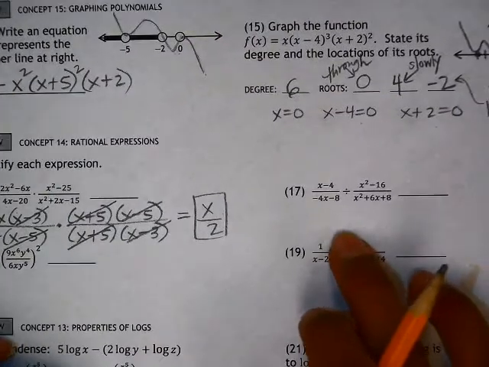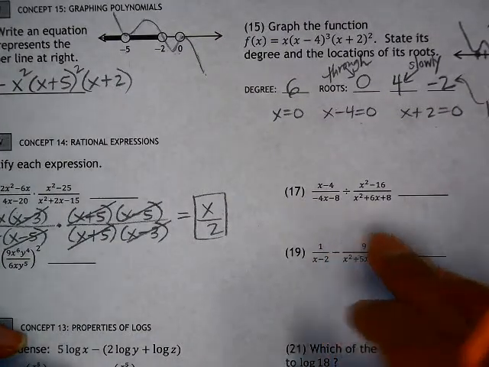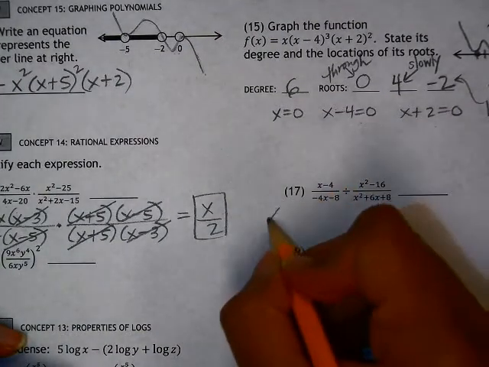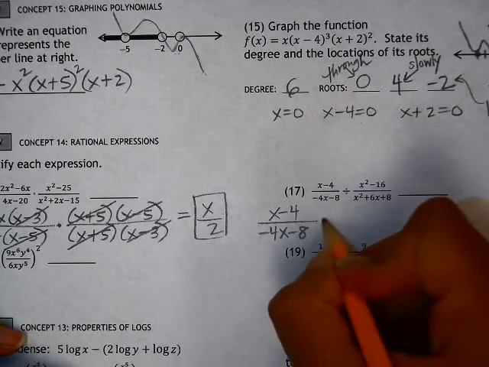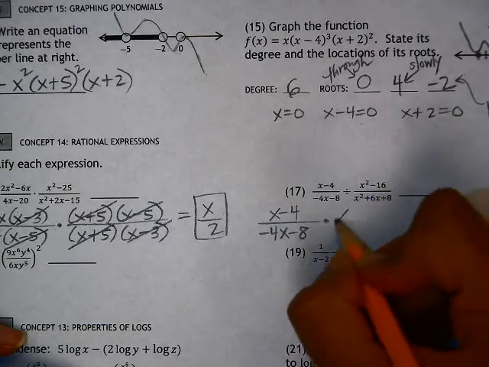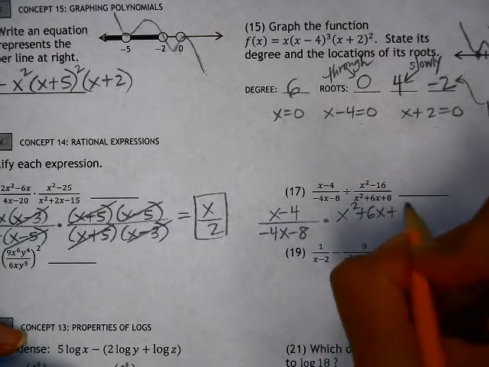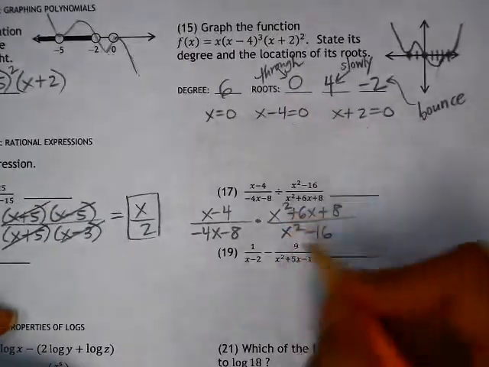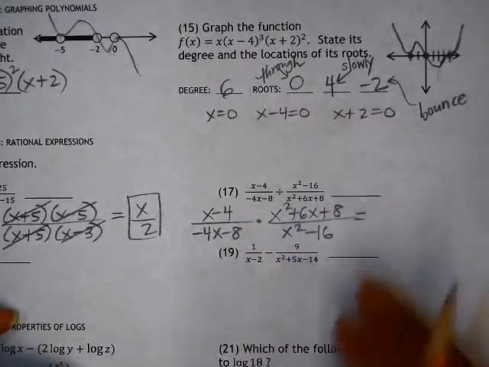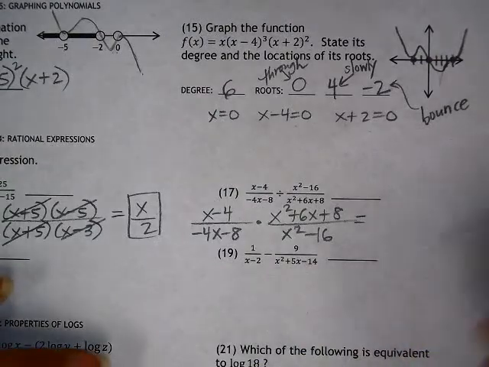Here we have division. So when you're dealing with division of fractions, we need to first change it to a multiplication problem. So we're going to multiply by the reciprocal, and now we can factor wherever possible to determine what it is when it's simplified.